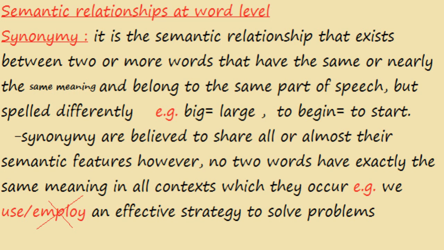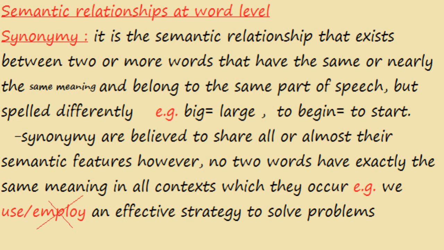comprehensible, because in some contexts we have to use a specific word in order to fulfill its meaning. If you say we use an effective strategy to solve a problem or the problem, that's correct. But if you say we employ an effective strategy, that's not really acceptable. Another example, we use a Jimmy bar to open the door. We cannot say we employ a Jimmy bar. So sometimes there are some words that should be used in a specific context while others cannot.